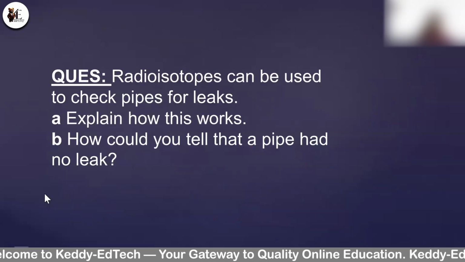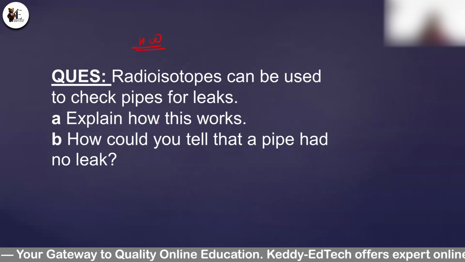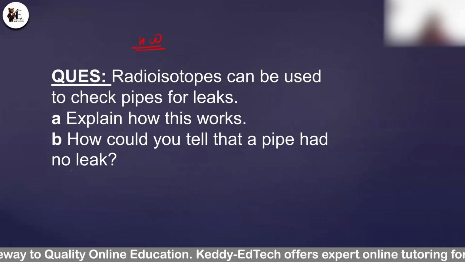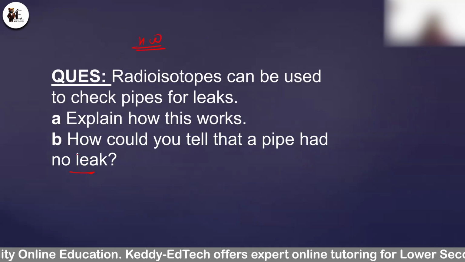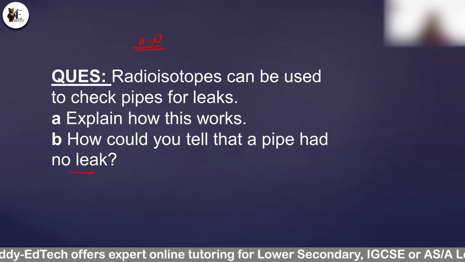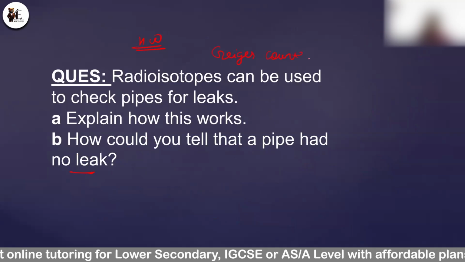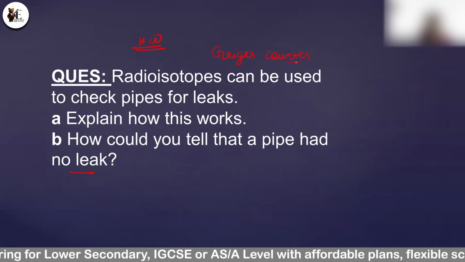Homework question for today: radioisotopes can be used to check pipes for leaks. Explain how this works. How could you tell that a pipe had no leak? This we discussed in the last session, uses of radioisotopes to check for leaks. Remember where we used a machine called a Geiger counter. It beeps whenever there is a radioactive element present, right?